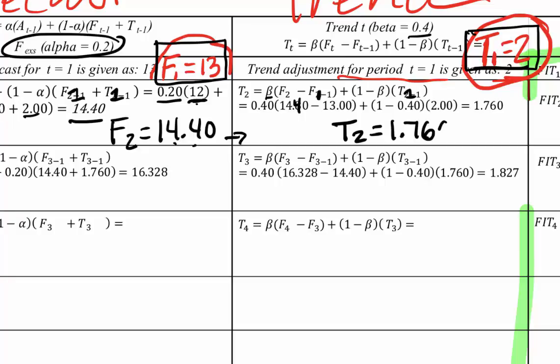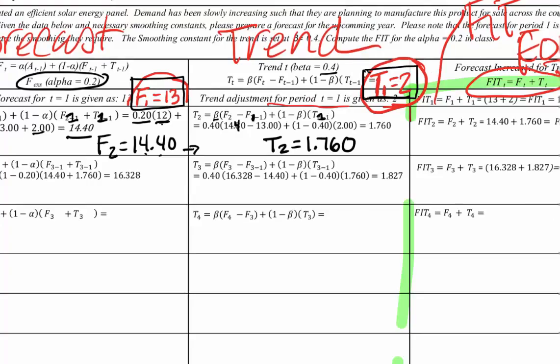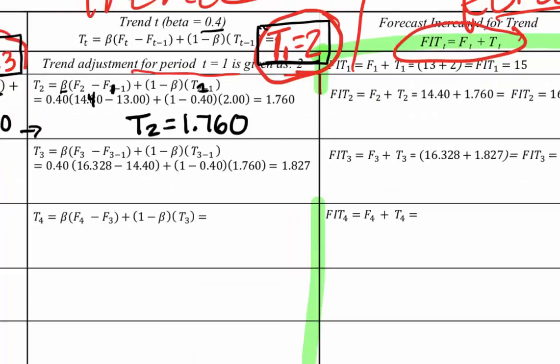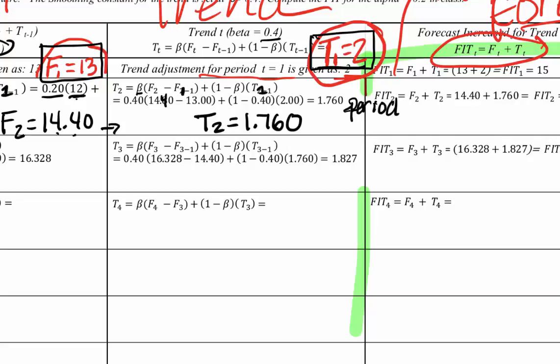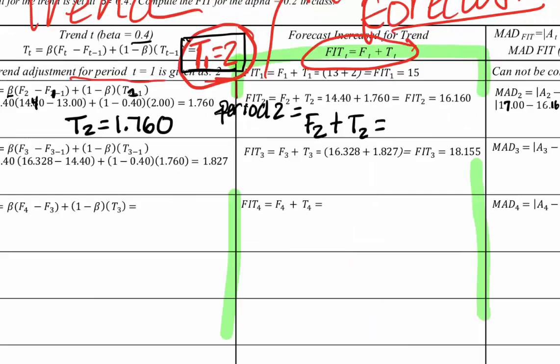1.760. And remember, I told you that the fit forecast is really just F of 2 plus T of 2, or whatever is in whatever period we're in. And since we're in period 2, we've got F of 2 plus T of 2, which in this case I've got it annotated up here. 14.4 plus 1.76 is going to equal 16.16.